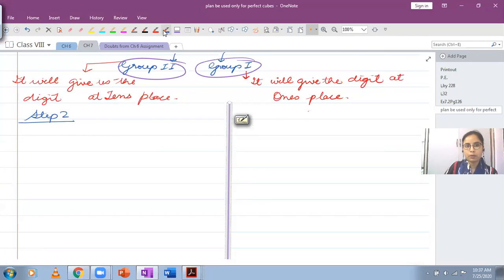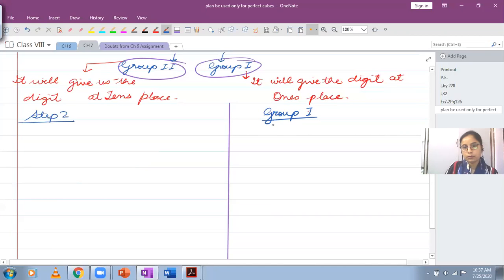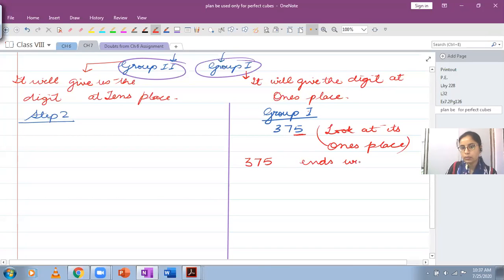So I'm going to use group number 1 now, which is 375. And what I want to do is look at its ones place. जो आपका पहला ग्रुप है उसकी ones place पे क्या है? So 375 ends with 5, and what we want to do is find the number whose cube ends with 5.